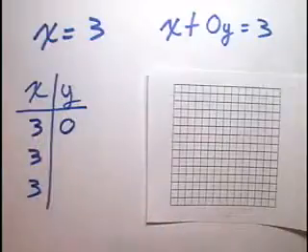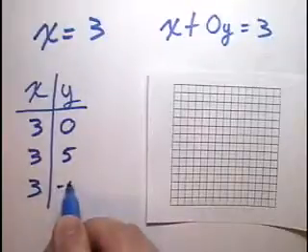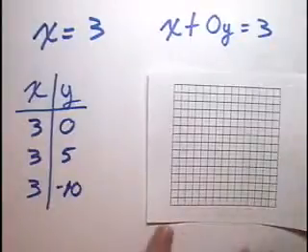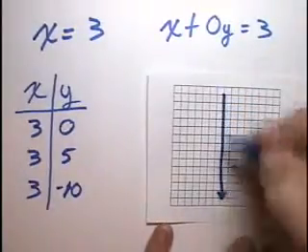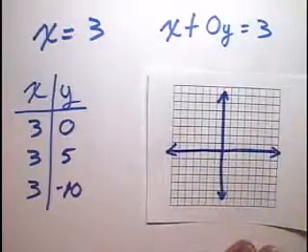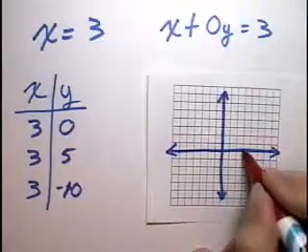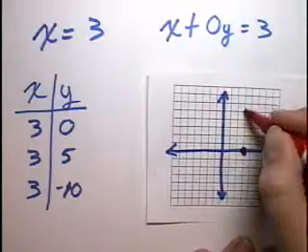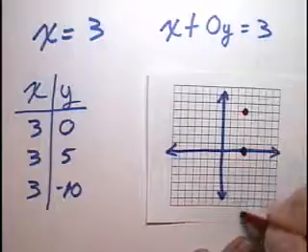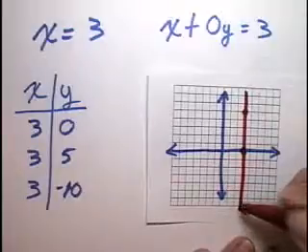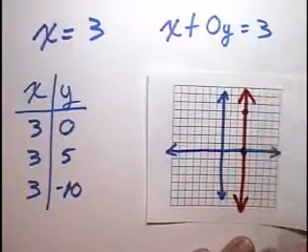If y is 0, x has to be 3. If y is 5, x has to be 3. If y is a negative 10, x has to be 3. It doesn't matter what values you pick for y. So when you go to graph this, draw my y-axis and my x-axis. X equals 3 is the point right here. There is 3, 0. There's 3, 5. And 3, negative 10 is going to be off my paper down here. But you can see that all of these points where x equals 3 are going to fall on a vertical line.